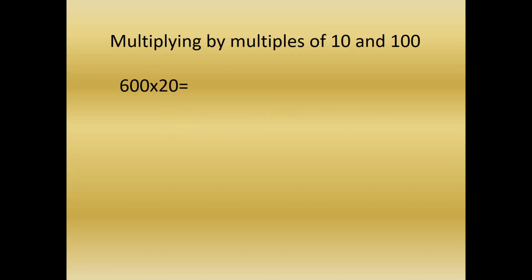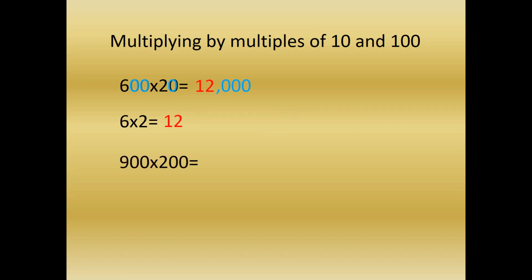So we first have to do our 6 times 2. We take away the zeros for now. So 6 times 2 is equal to 12. So we put 12 at the beginning of our answer, 600 times 20. And then we have to add on the zeros that we ignored. So how many zeros did we ignore? Look there at the top, the blue zeros. How many are there? 3. So they add 3 zeros onto the end of the 12. So that means our answer to 600 times 20 is 12,000.